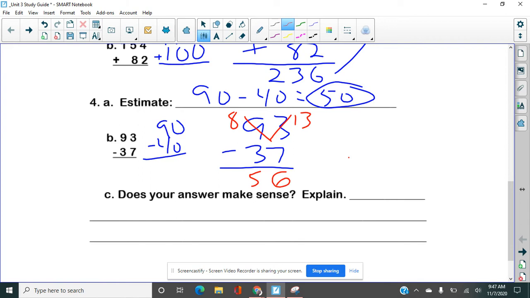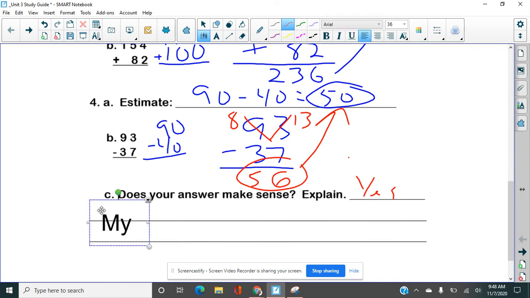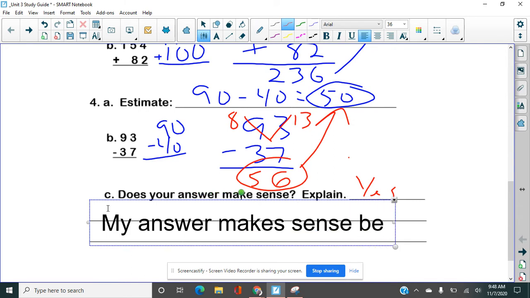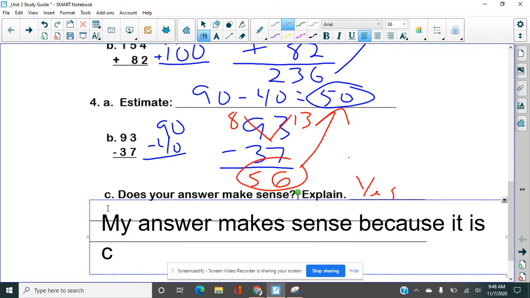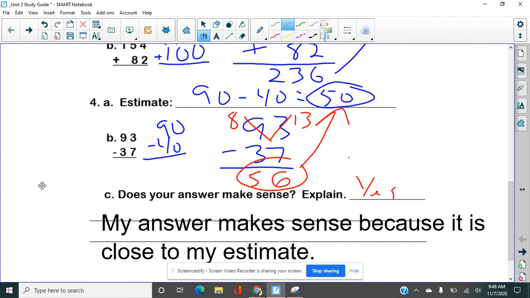Okay. Does your answer make sense? Yes. Let's type that actually. And how do we know that? Well, look at this. So let's write my answer. That's big, but that's okay. We'll make it smaller. Makes sense because it is close to my estimate. That's how we know that we are on the right track. All right, here we go.